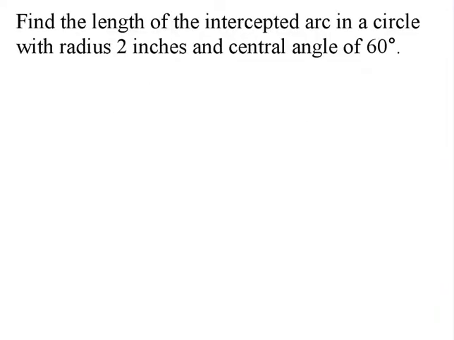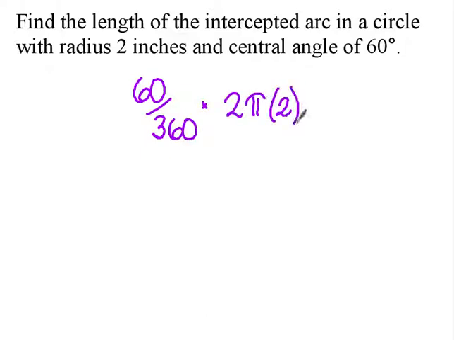So let's look at this one. Find the length of the intercepted arc in a circle with radius 2 inches and a central angle of 60 degrees. So what formula are you going to use there? Degrees. The degree one. So the degree one says theta over 360. So in this case, 60 over 360 times 2 pi r. So times 2 pi times 2.